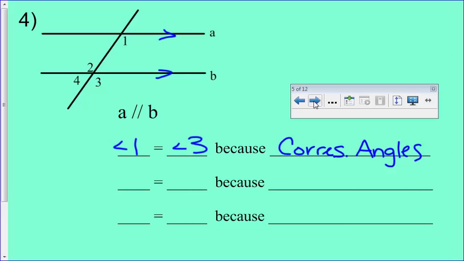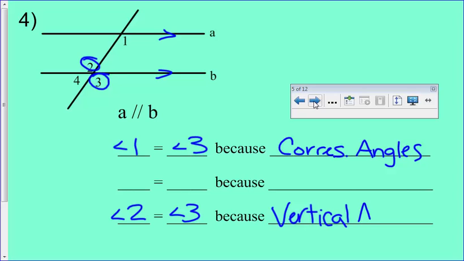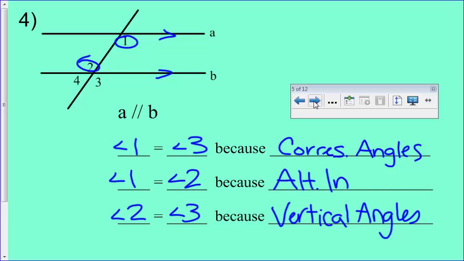The second one deals with angles 2 and 3, but remember 2 and 3 doesn't mean just parallel, so I'm going to mark this down here. Angle 2 and angle 3 are equal because they're vertical angles. And then one of the angle pairs that we talked about is also listed up there, and that is angle 1 and angle 2. So angle 1 is equal to angle 2 because they are alternate interior angles, and I'm just abbreviating. So we'll be using all three of these angle types within our proofs in a triangle today.